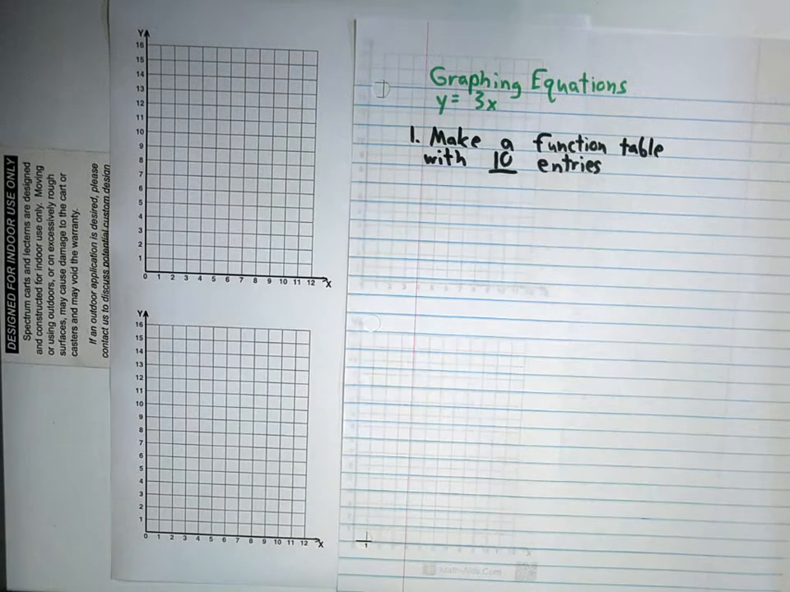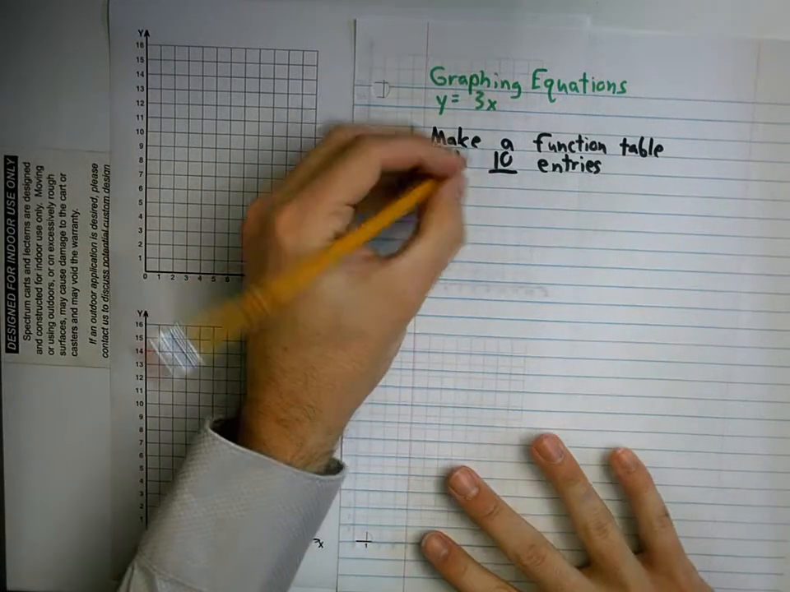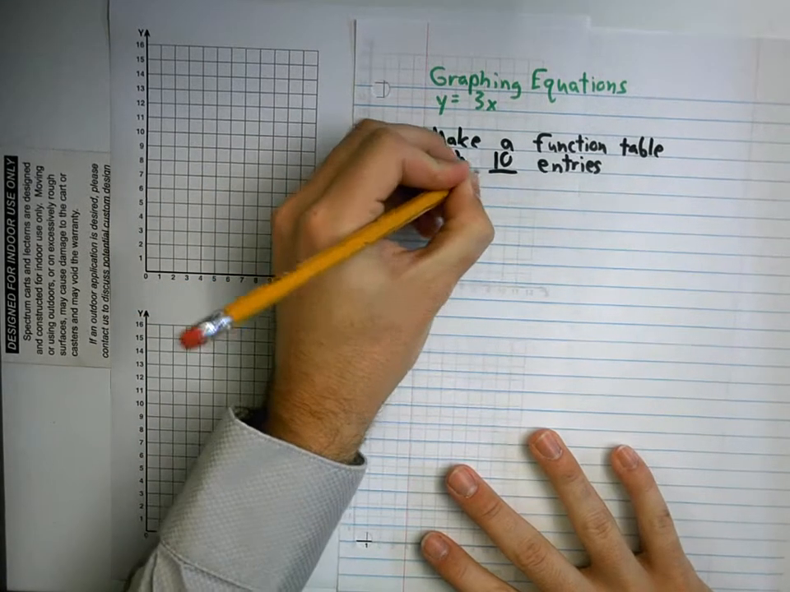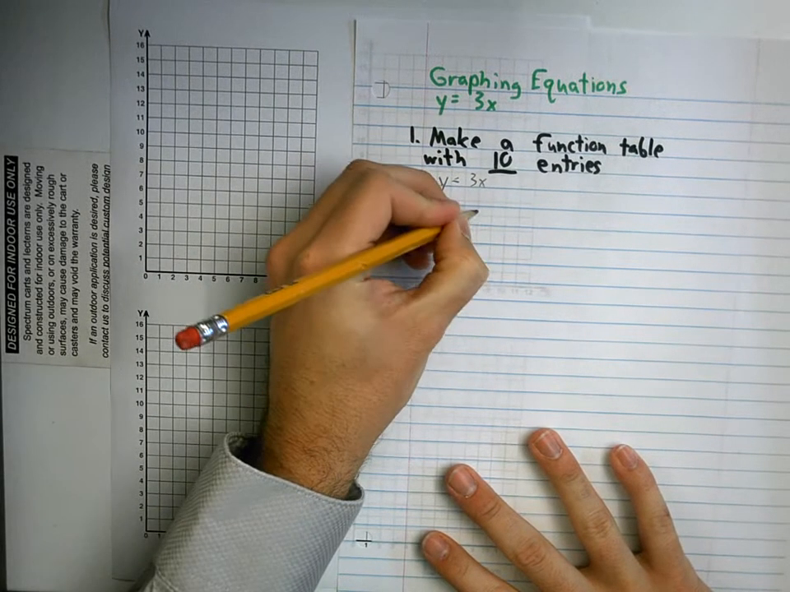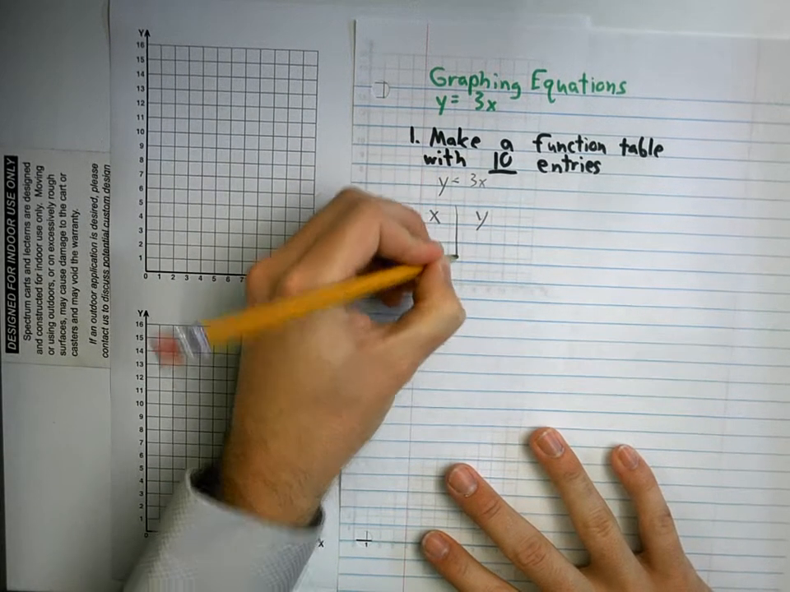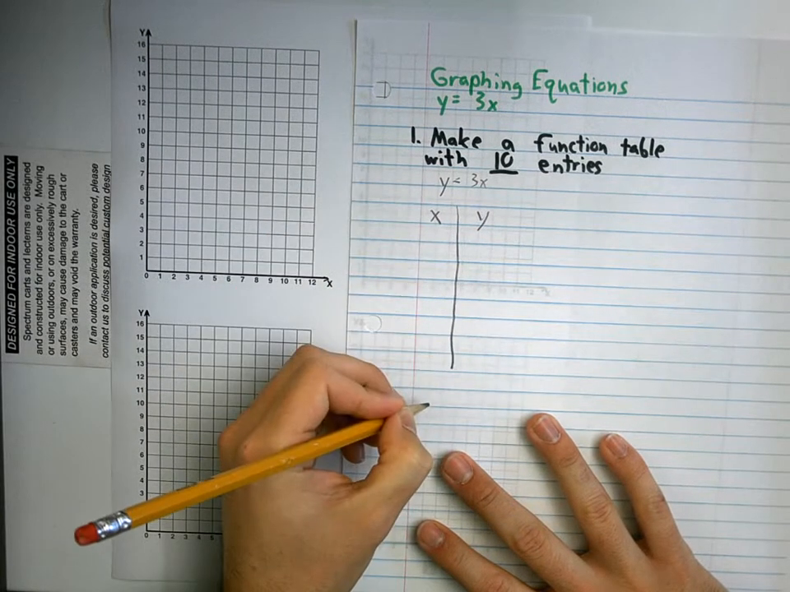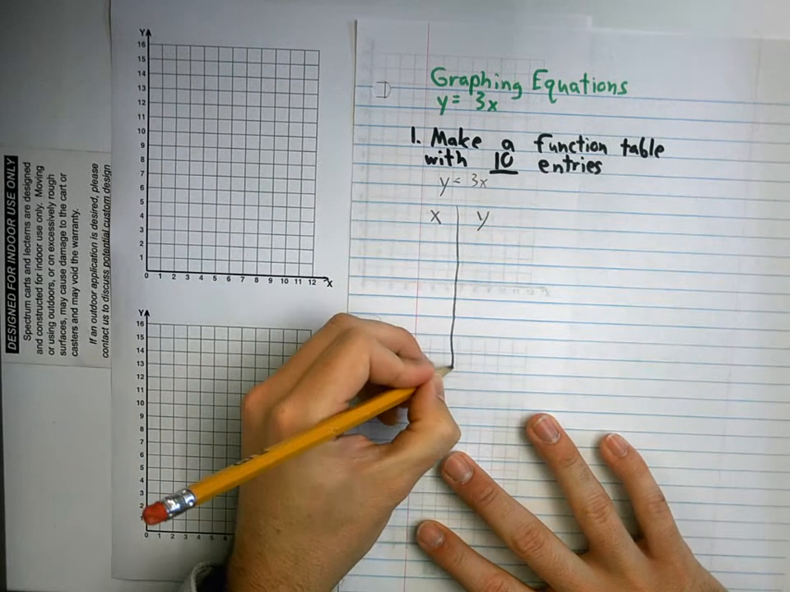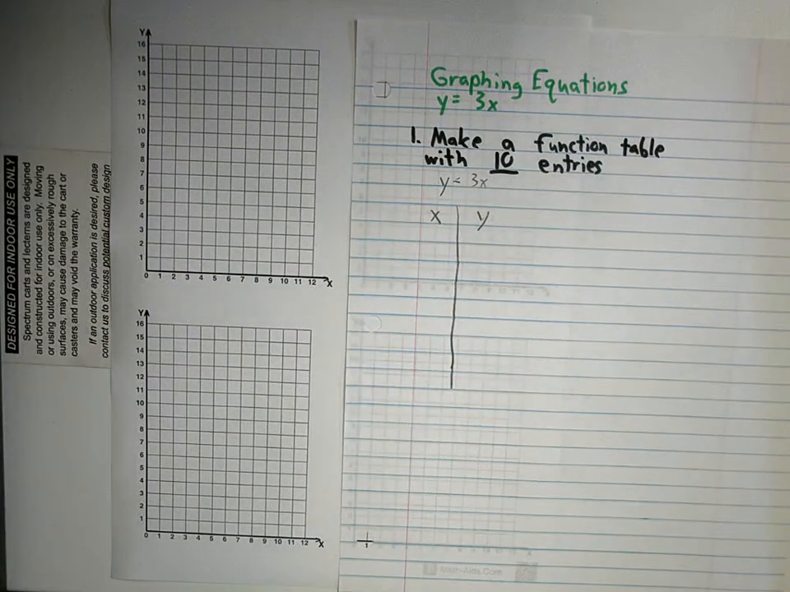Okay, so now when I make my function table, I'm going to use my pencil so it's a little easier and not as crowded. My equation is y equals 3x. I put my x on this side, I put my y on this side, and how many spaces do I need to make? How many numbers am I going to put? 10. Which number should I start with? The easiest number of all to start with.